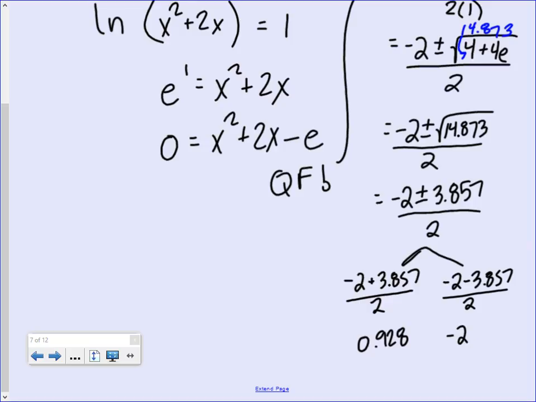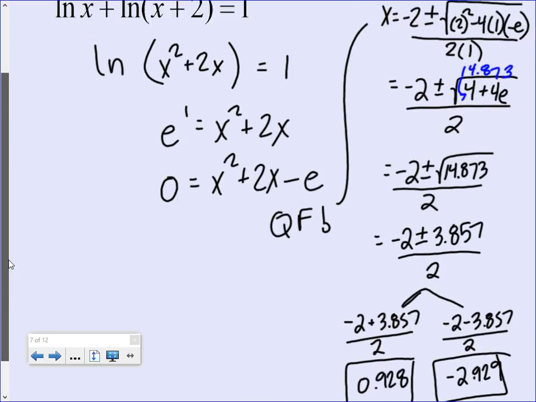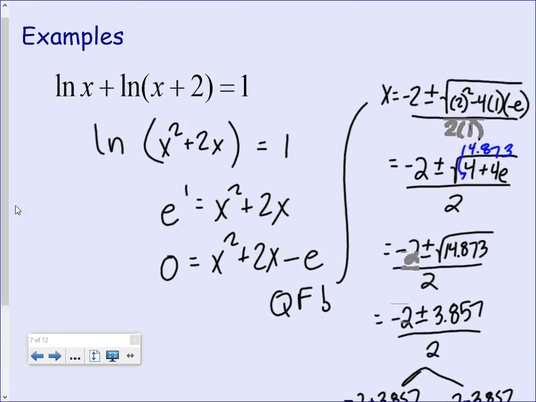And negative 2.929. Are you okay with where I got my answers? I should take both of my answers, remember 0.929 and negative 2.929, and I should remember to check them in the original problem.